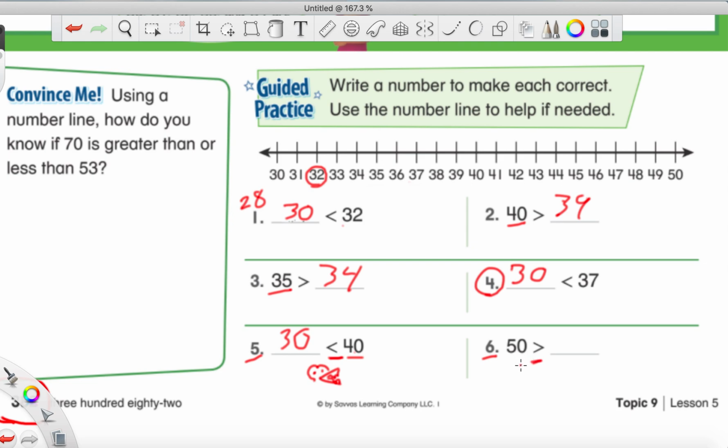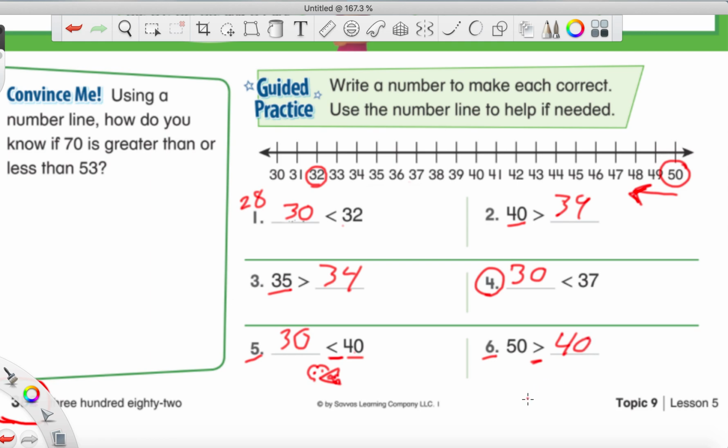Okay, for number 6, they're saying 50 is greater than. The alligator wants to eat this 50. So let's find 50. Okay, so it means we do not want a number that's bigger than 50 because the alligator wants to eat this 50. So we can pick any number going that way on the number line. So we can pick 49, 48, all the way down to 30. And you know what? I'm going to pick the number 40.